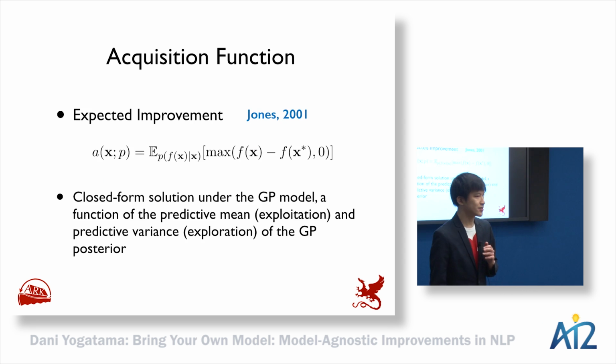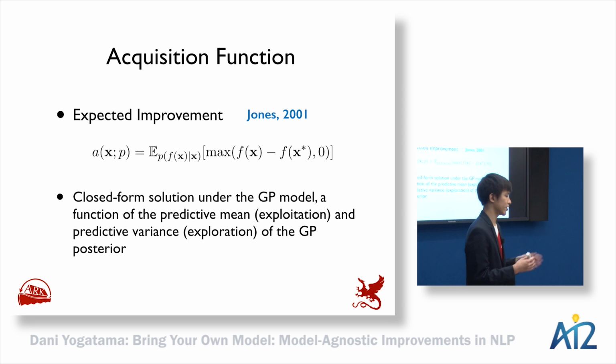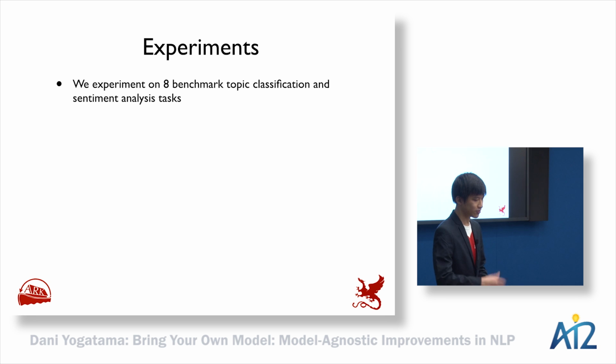And for the acquisition function, the most commonly used is expected improvement. The only thing that we need to know for the purpose of this talk is that if we use a GP model, it has a closed form solution. It is a function of the predictive mean and the predictive variance as given by the GP model, so it naturally balances exploration and exploitation. Okay, so this is just some background about Bayesian optimization. That's what we're going to use to optimize our text representations.